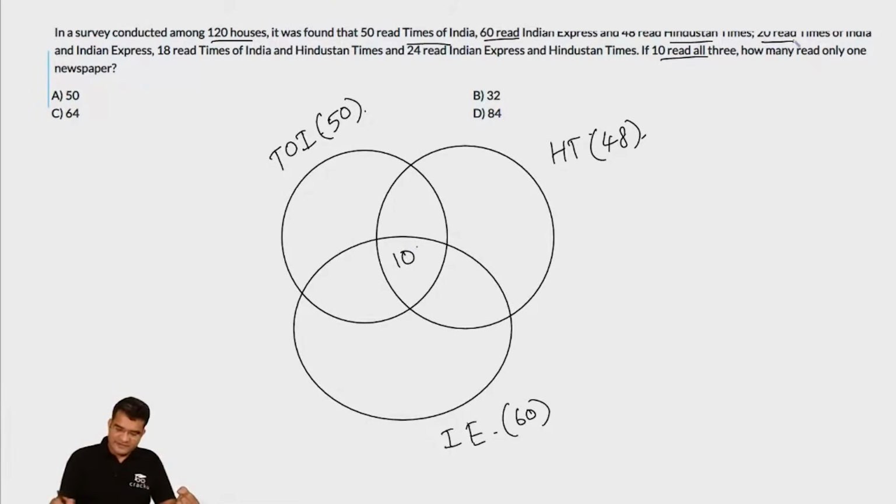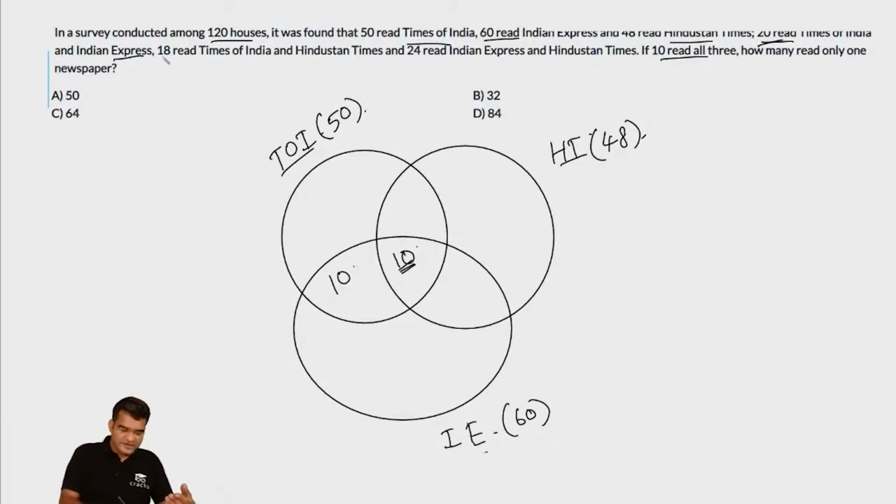We are told that 20 people read Times of India and Indian Express. So, if you are looking at Times of India and Indian Express, the overlap should be equal to 20. We already know that 10 people read all the 3 newspapers. So, how many people read only Times of India and Indian Express and not the Hindustan Times? It will be 20 minus 10. So, this will equal 10.